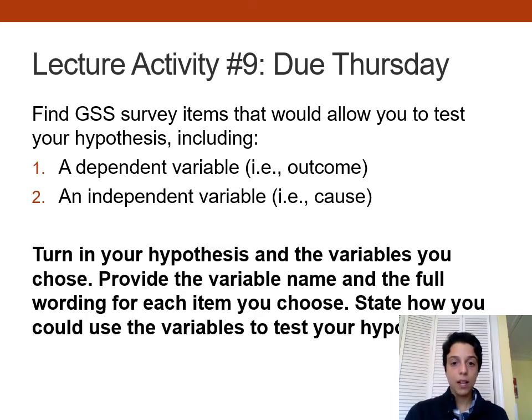And then that'll be it. So I want you to turn in your hypothesis that you came up with and then the variables that you chose from the GSS data for this discussion post. In doing so, give me the variable name, because they're all named in there, and then the wording for each of the items you choose, and just tell me how you would use the variables to test your hypothesis.